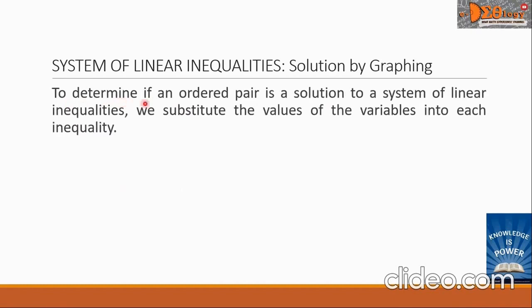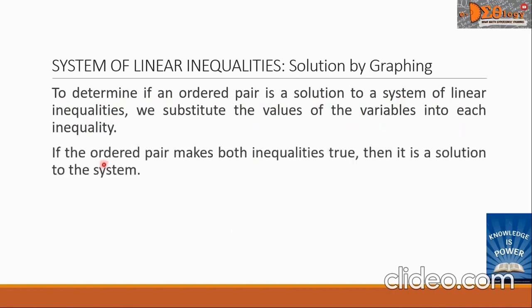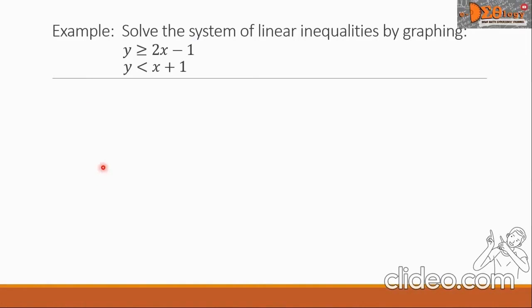To determine if an ordered pair is a solution to a system of linear inequalities, we substitute the values of the variables into each inequality. If the ordered pair makes both inequalities true, then it is a solution to the system. Let us have this example.